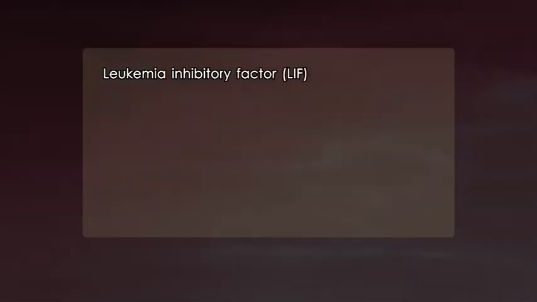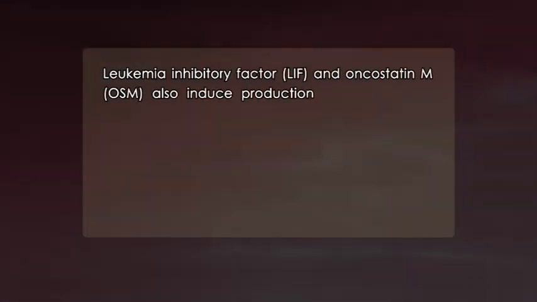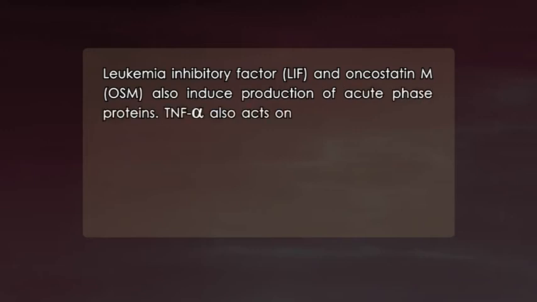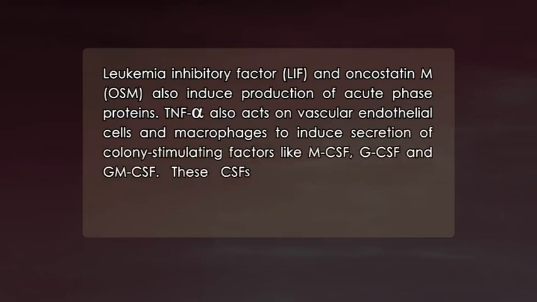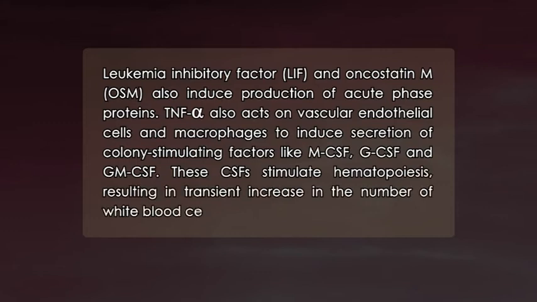Leukemia inhibitory factor or LIF and oncostatin M or OSM also induce production of acute phase proteins. TNF-alpha also acts on vascular endothelial cells and macrophages to induce secretion of colony-stimulating factors like M-CSF, G-CSF, and GM-CSF. These CSFs stimulate hematopoiesis, resulting in a transient increase in the number of white blood cells needed to fight the infection.